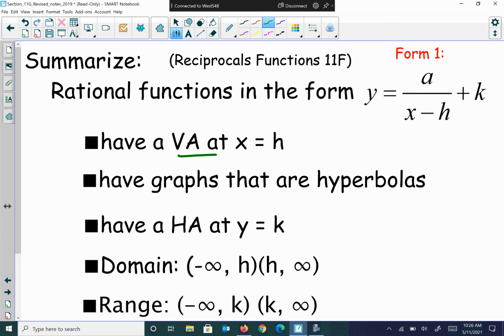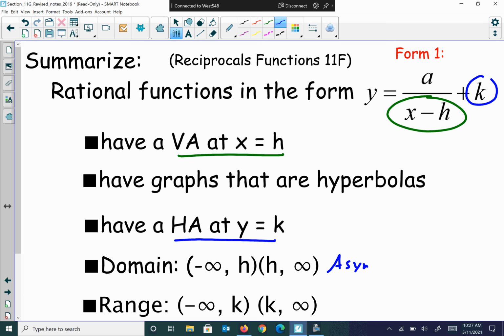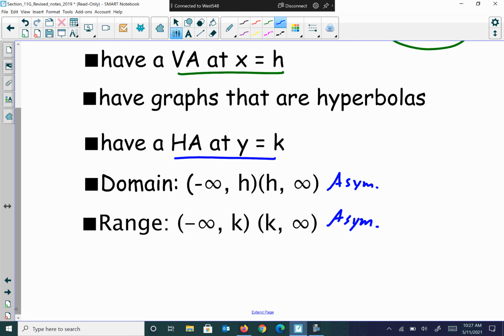So you have vertical asymptotes where the denominator is equal to 0. The graphs are hyperbolas, so they happen in opposite situations on the graph. You have a horizontal asymptote, whatever the k value would be. The domain and range deal with the asymptotes. That's what we'll be looking at, so we'll talk about that a little bit. But they're not impossible once you look at the graph. They become, hopefully, somewhat obvious. Okay, can I move on?